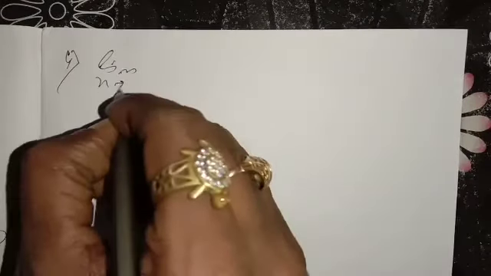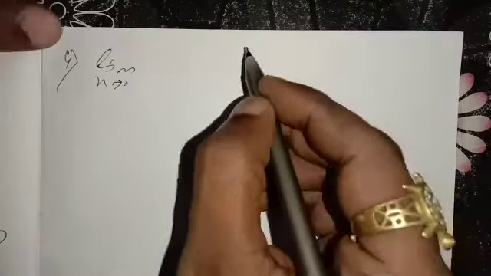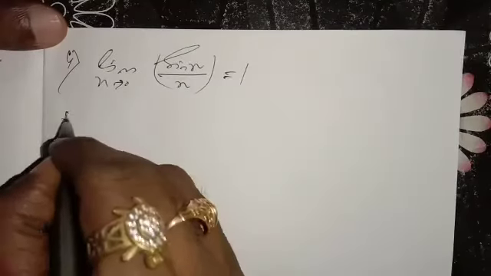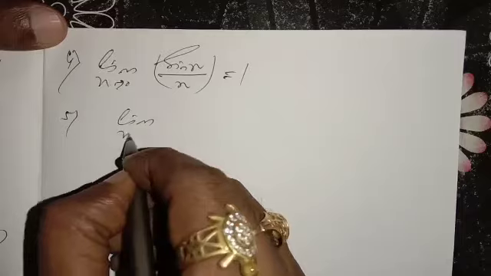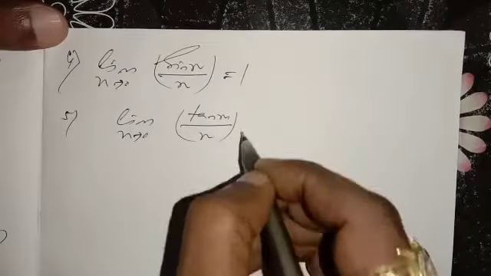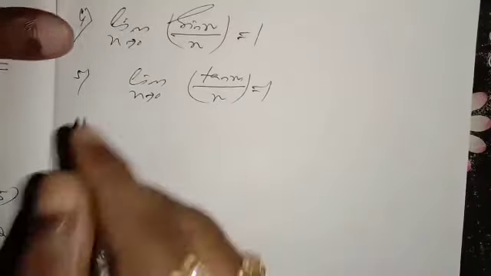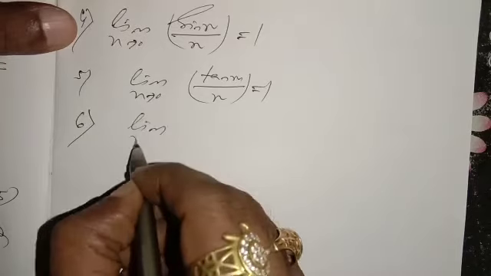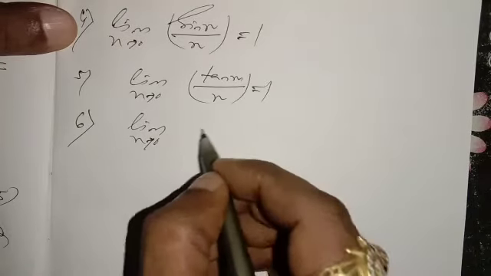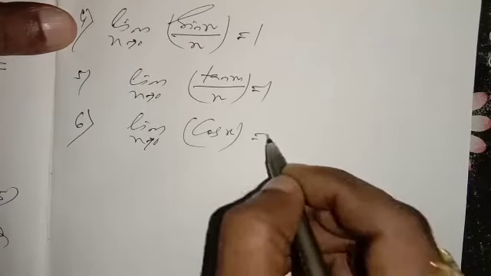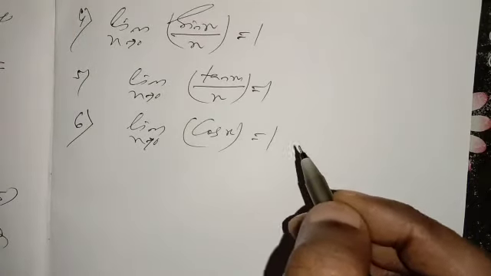Okay. Other theorems. Number 4, limit x tends to 0, sin x by x, this will be 1. Number 5, limit x tends to 0, tan x by x is also equal to 1. Number 6, limit x tends to 0, cos x, this will also be 1. Only cos x, not cos x by x.